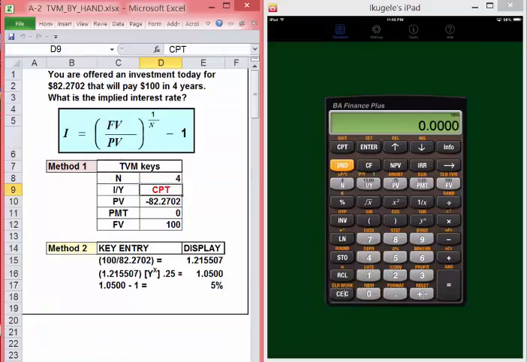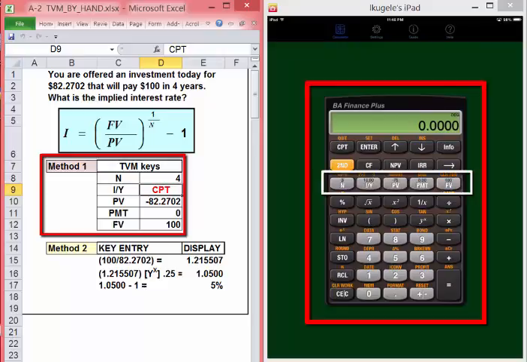Now, our last example. This final example is not one I think any of us would ever choose to solve manually, solving for the interest rate. But it does serve to demonstrate using Y to the X with a non-integer exponent. You're offered an investment today for $82.2702, which will pay $100 in 4 years. What's the implied interest rate?